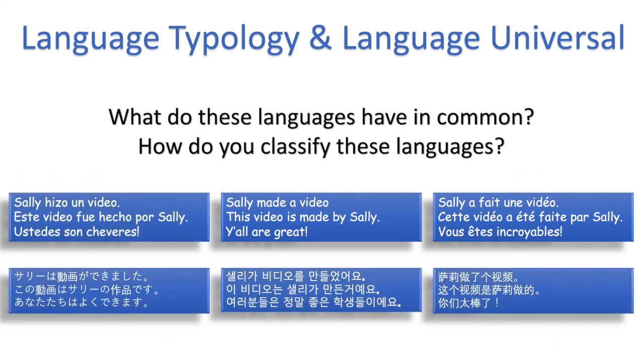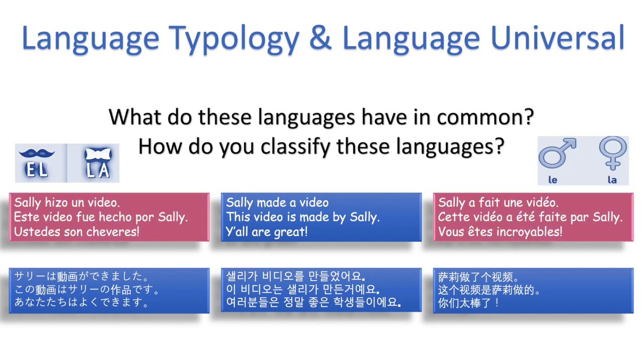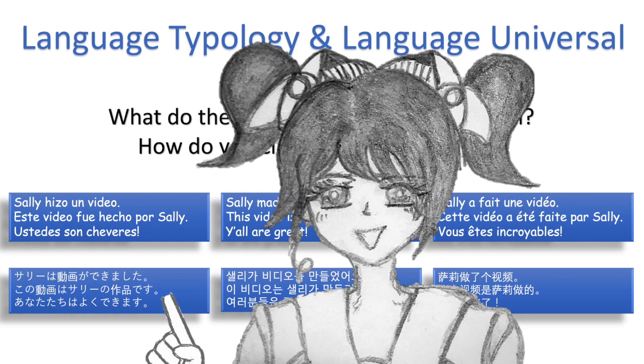There are even more ways of classifying languages. For example, we can categorize the languages according to whether the language's noun system has gender distinctions, or how often these languages appear in anime.